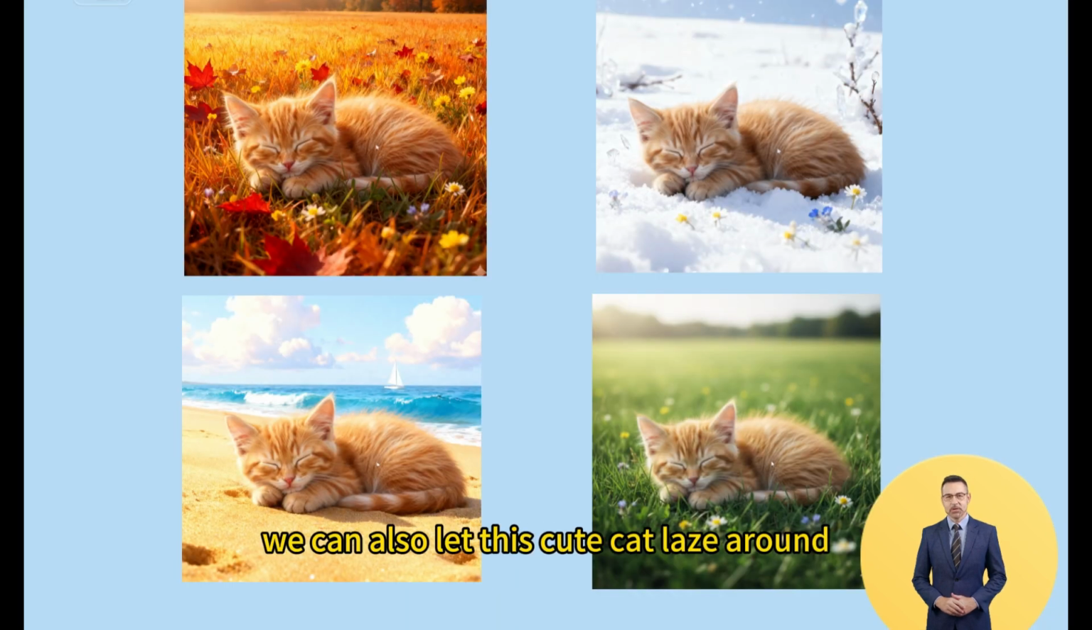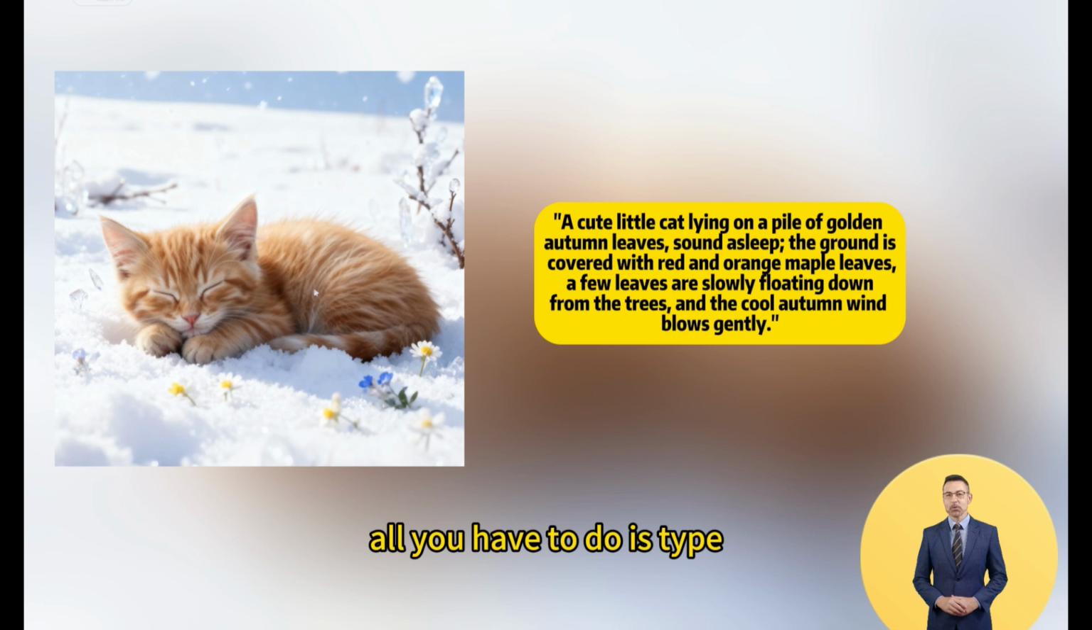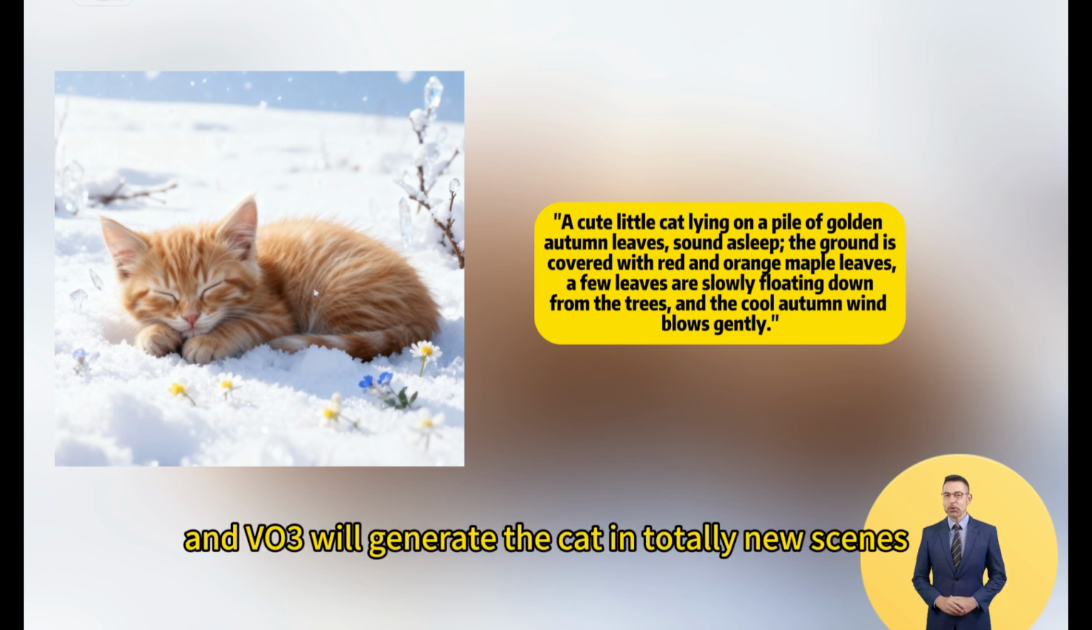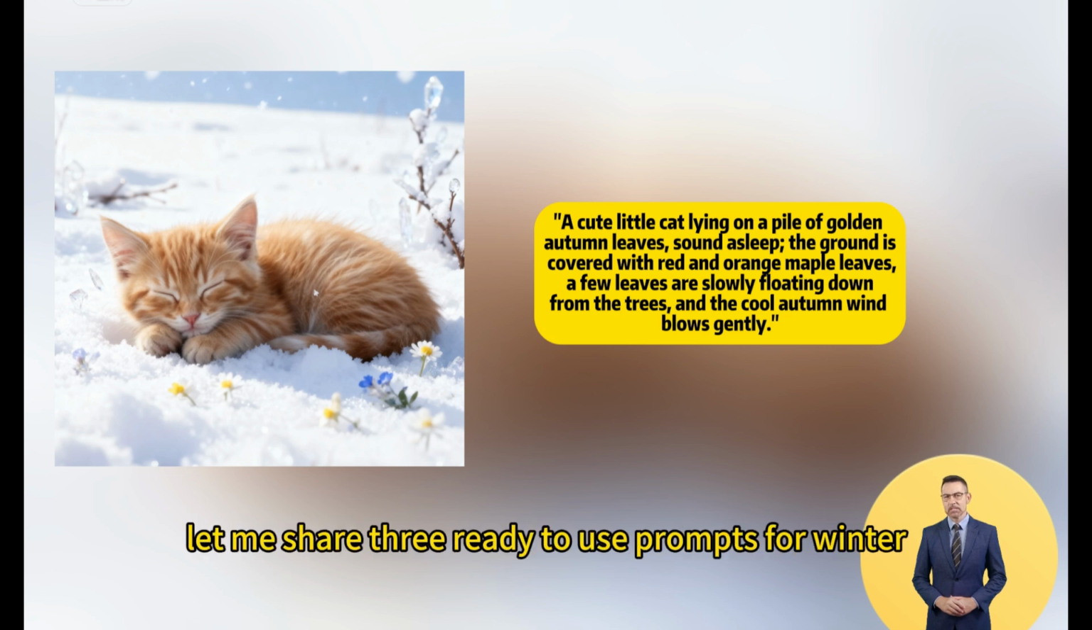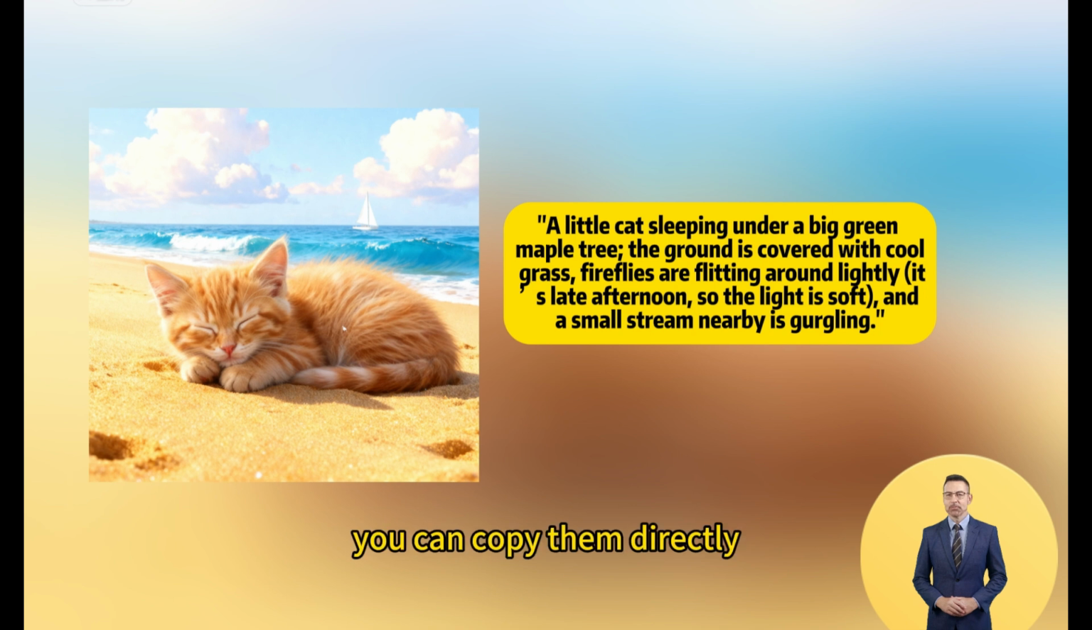We can also let this cute cat laze around in different seasons and weathers. You don't need complicated settings. All you have to do is type different weather-related prompts into the text box, and VO3 will generate the cat in totally new scenes. Let me share 3 ready-to-use prompts for winter, autumn, and summer. You can copy them directly.